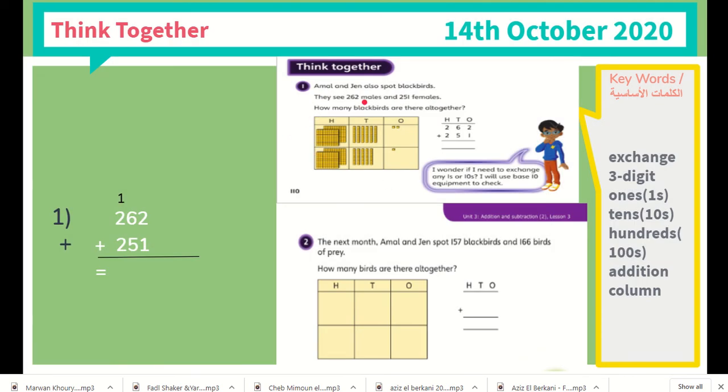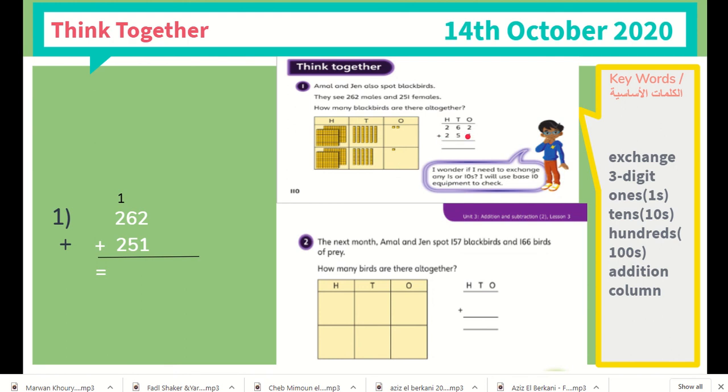So Amal and Jan also spot blackbirds. They see 262 males and 251 females. How many blackbirds are there altogether? Okay, so now you can always draw a place value grid or do the column method, or you can do both of them. It's up to you. Always use the easiest way.